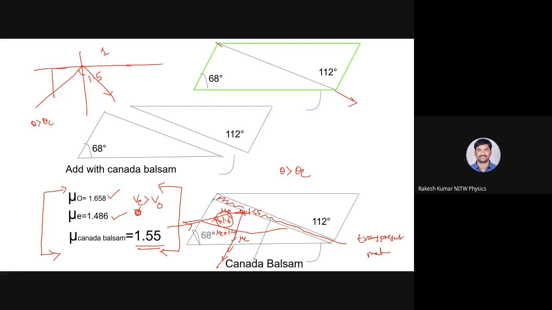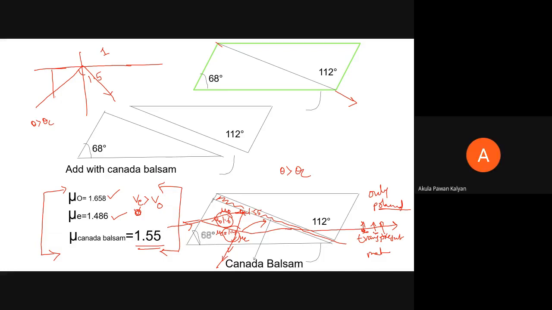But what happens to the extraordinary ray? Will it undergo total internal reflection? No, because it is traveling from a rarer medium to a denser medium. It just undergoes a small refraction and comes out as the output. So in this way, you are blocking one of the rays by total internal reflection, and you are able to produce only one polarized light. Is this clear, all of you?